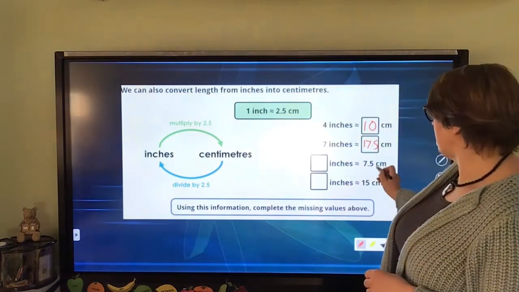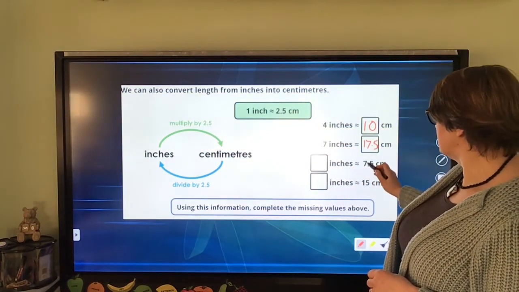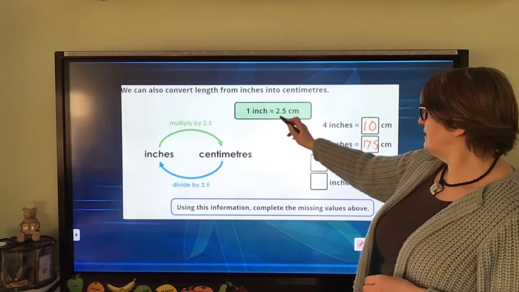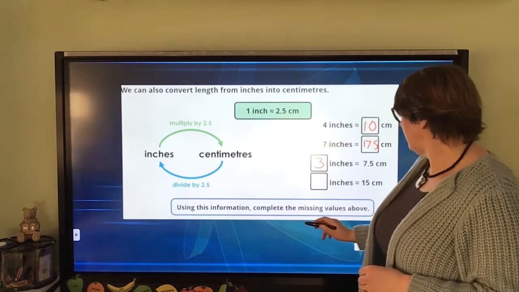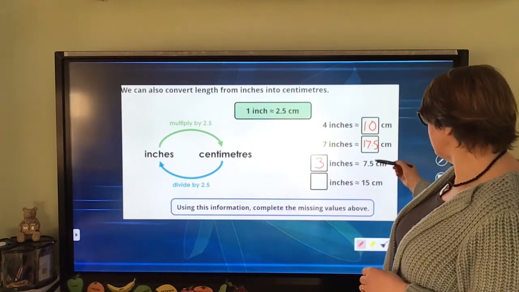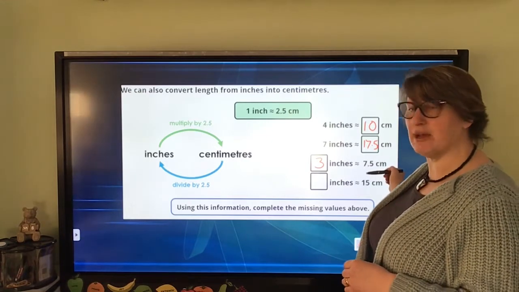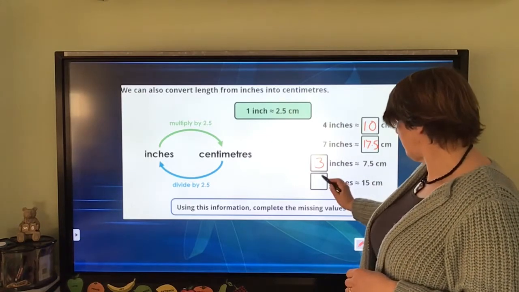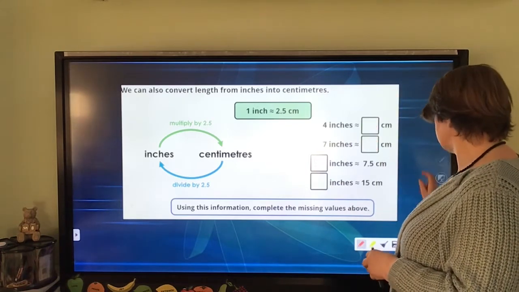And then inches going back the other way, so how many inches in 7.5? So 7.5 divided by 2.5 gives me 3. And then if I know 7.5 gives me 3, I can know that 15 is twice as much, isn't it? So that's going to be 6. Well done if you got those.